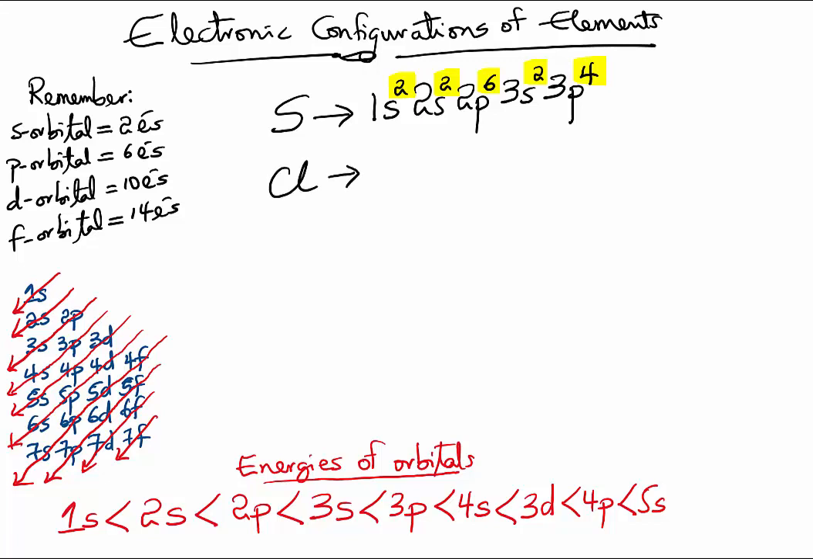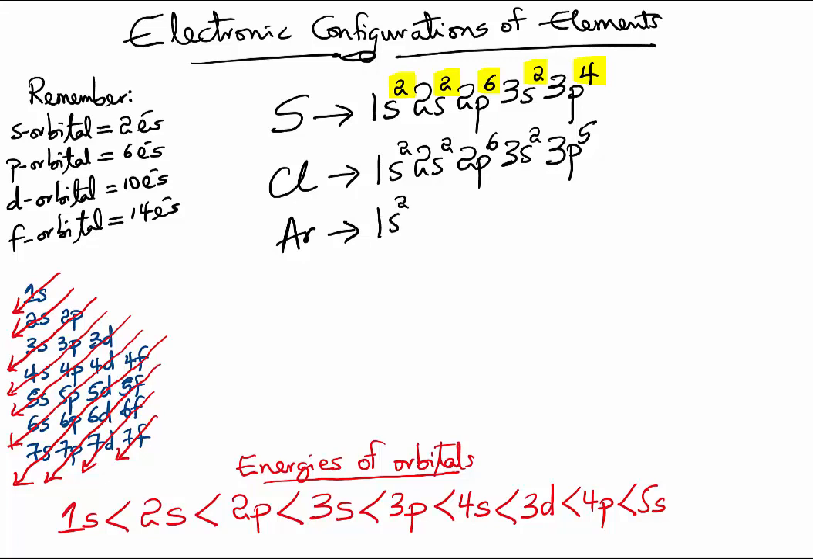The electron configuration for chlorine will be 1s2, 2s2, 2p6, 3s2, 3p5. After chlorine comes argon. The electron configuration for argon is 1s2, 2s2, 2p6, 3s2, 3p6. Now 3p is a p orbital, which means it can only hold a maximum of 6 electrons.